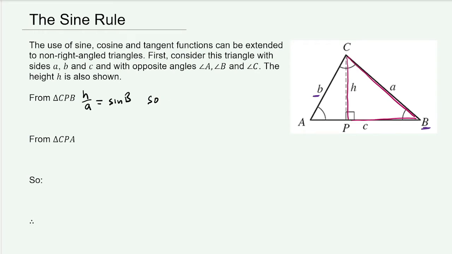So h is a sine B. From the triangle CPA, which is this one, we can say that h over b is equal to sine A. So h will also equal b sine A. Now this is going to make more sense once we get into the examples and you can see it in a little bit more action.